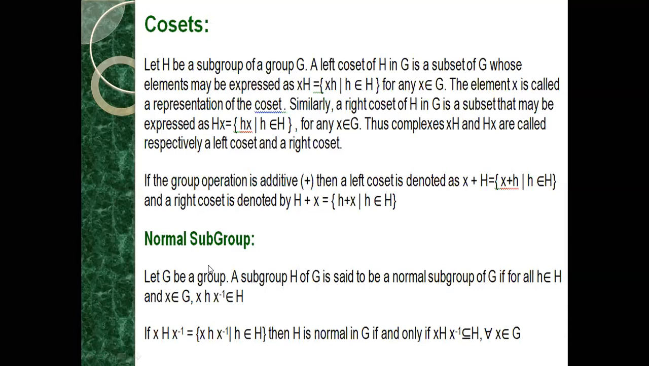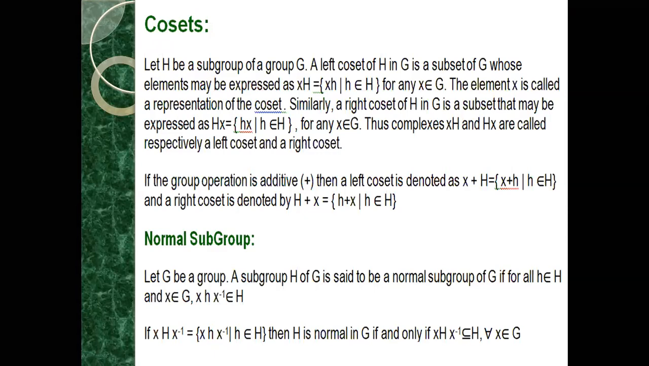Normal subgroup. Let G be a group. A subgroup H of G is said to be a normal subgroup of G if for all h belongs to H and x belongs to G, x h x inverse belongs to H. The element in a normal subgroup is x h x inverse such that h belongs to H. Then H is a normal subgroup in G if and only if x H x inverse is a subset of, or equal to, H for all x belongs to G.